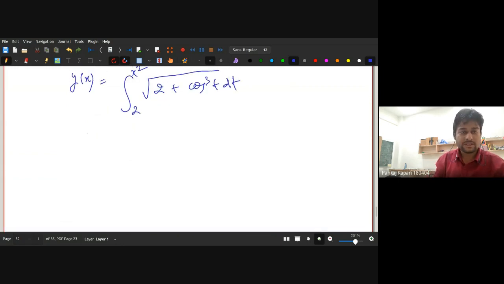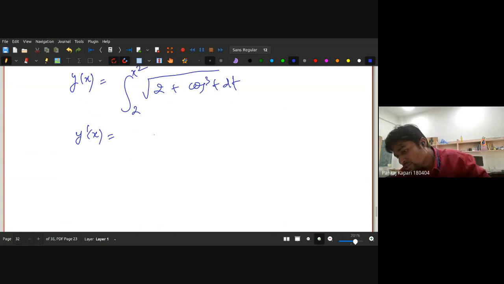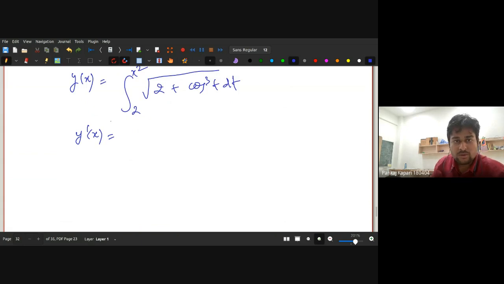So let's differentiate this. The derivative y prime of x must be... you have to differentiate the integral with respect to x square first, then you will differentiate x square with respect to x, because we are using the chain rule. So if you differentiate the whole thing with respect to x square, you have to apply the fundamental theorem of calculus.